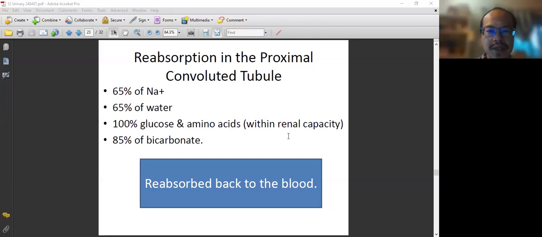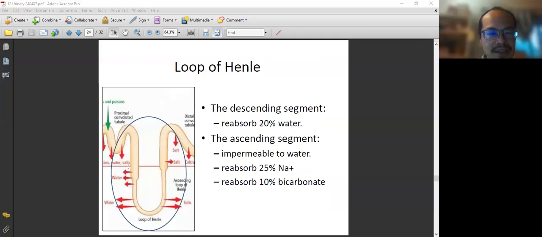All right, so the next stop will be the loop of Henle right here. Now we have gone through the Bowman's capsule and the proximal tubule. What's the next one? What does this one do? Why do we need to have this one? This one is unique because it goes deep down into the kidney.